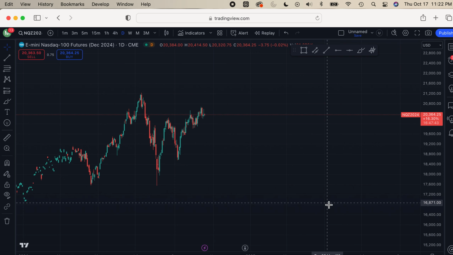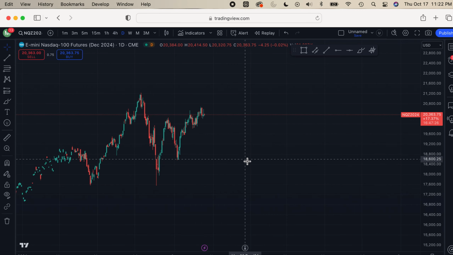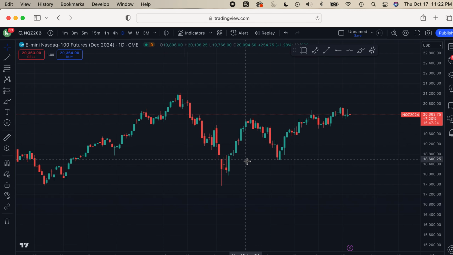How to call tops and bottoms. And more importantly, how to call fake tops and fake bottoms so you're not on the wrong side of a trade. Okay? Let's check this out. Here's the NASDAQ.